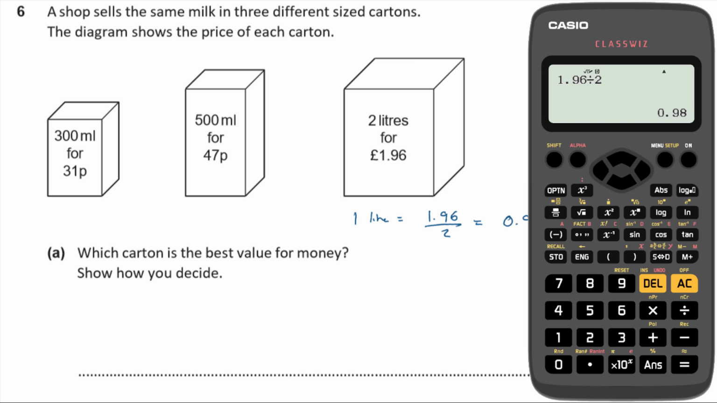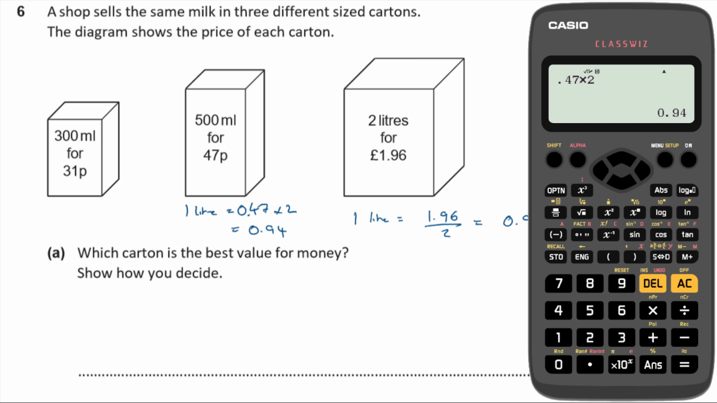Okay. Now for the 500 millilitre, if I double that one, I'm going to get a litre, aren't I? So 1 litre of this one is going to be 47p times 2 then, isn't it? So 0.47 times 2, that comes out to be 94p. See, supermarkets, you've got to watch them.